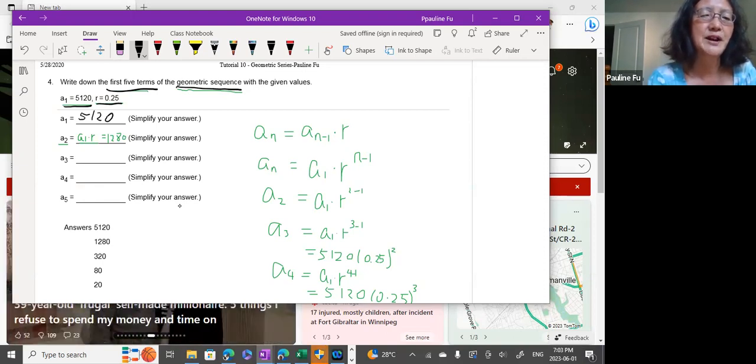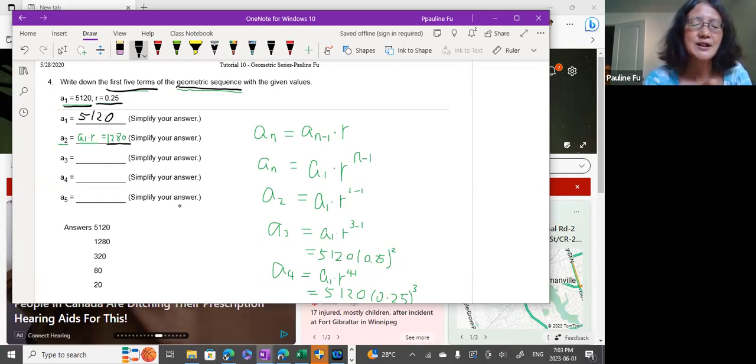A2 equal to A1 times R. This is the formula. So A1, 5120, times 0.25 equals 1280.